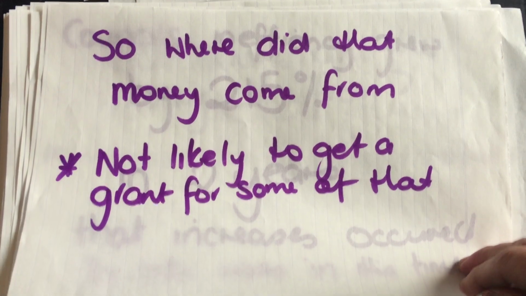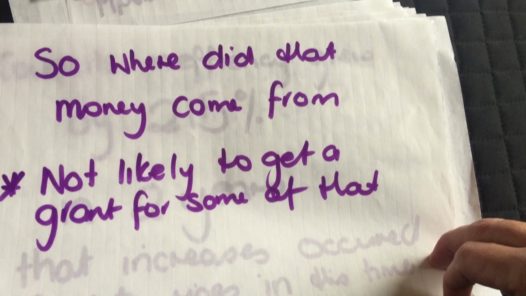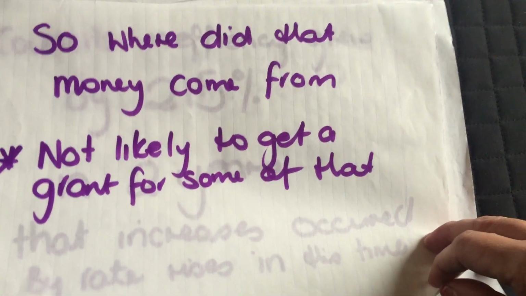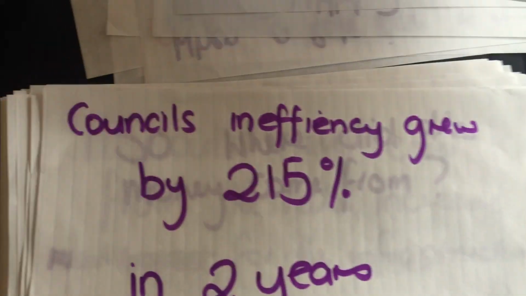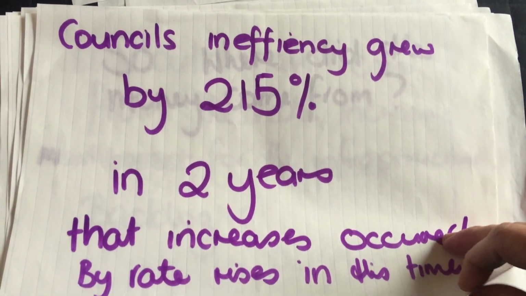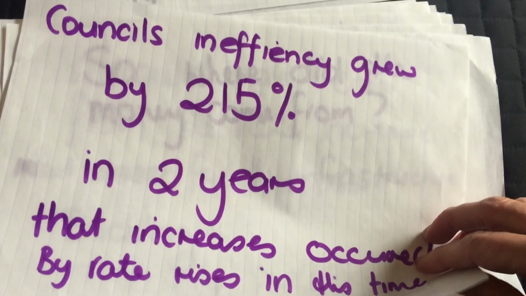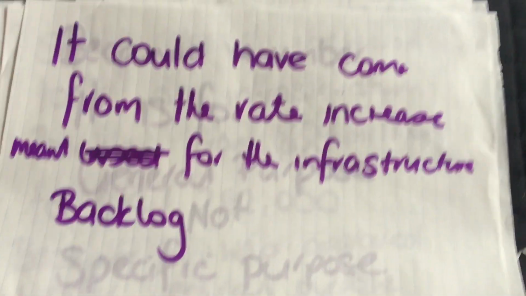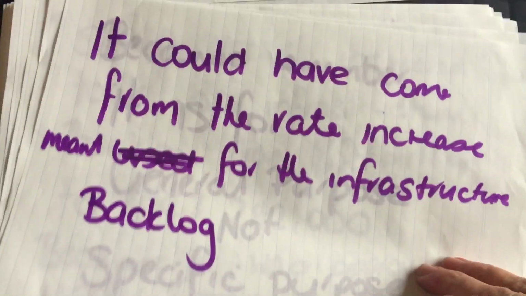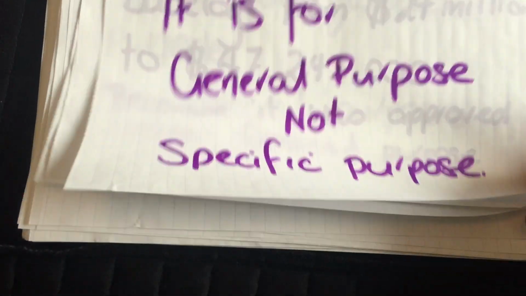So where did that money come from? Not likely to get a grant for a mayoral chain, or improvements to a building that's not really dilapidated, or for rate rise, or for pay rises when your inefficiency is very high. Now we need to remember, council's inefficiency grew by 215% in 2 years, so it was less efficient than what it's required to be under the Local Government Act. So where did the money come from? It could have come from the rate increase meant for the infrastructure backlog. Because remember, it is for general purpose, not specific purpose.